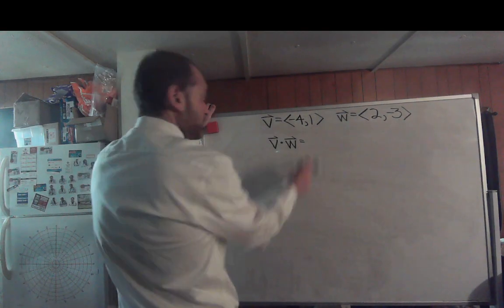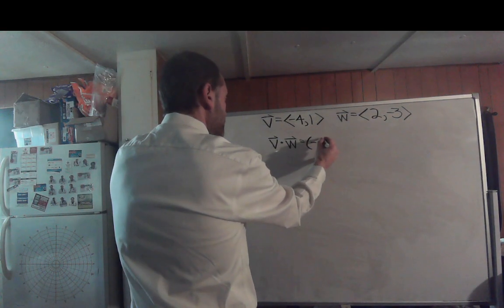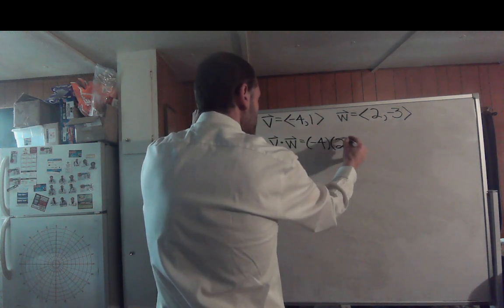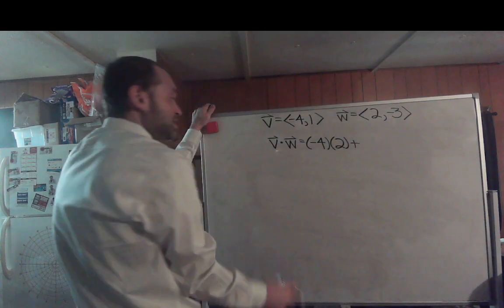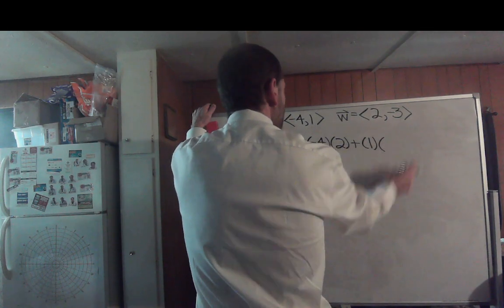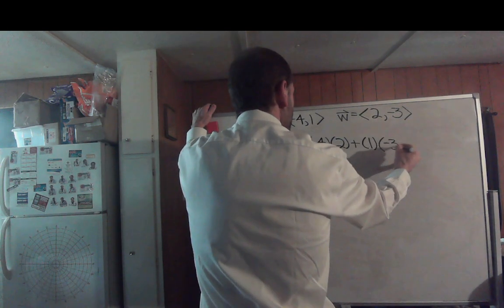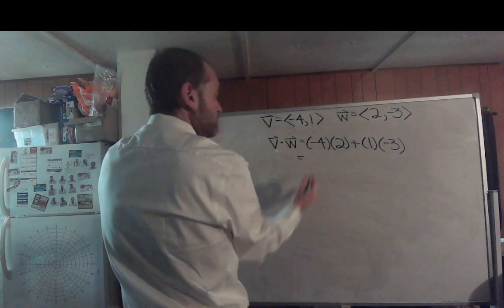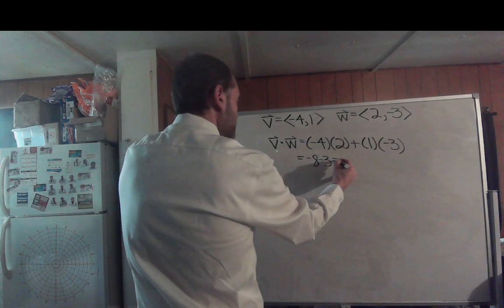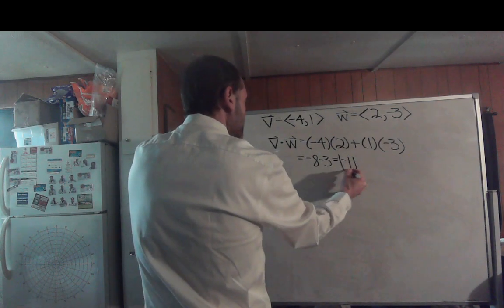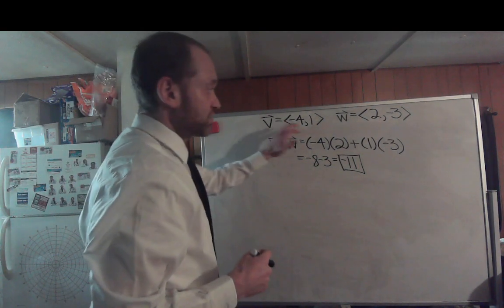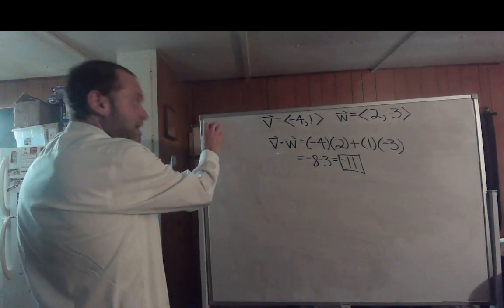So you take the first number of the first vector, which would be -4, times the first number of the second vector, which is 2, plus take the second number of the first vector, which is 1, times the second number of the second vector, which is -3. So you should end up getting -8 minus 3, which would give you a dot product of -11. So the dot product in this case of vectors v and w is -11.